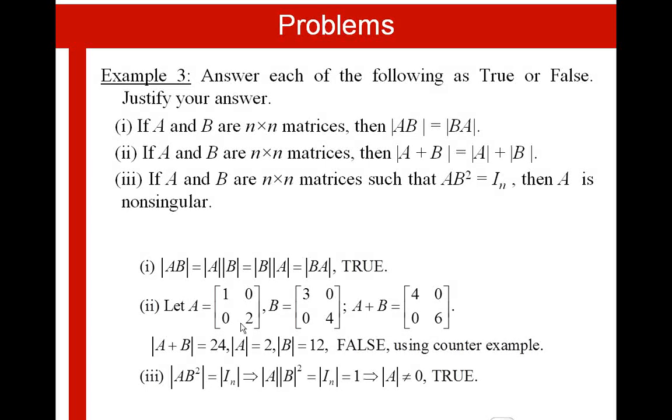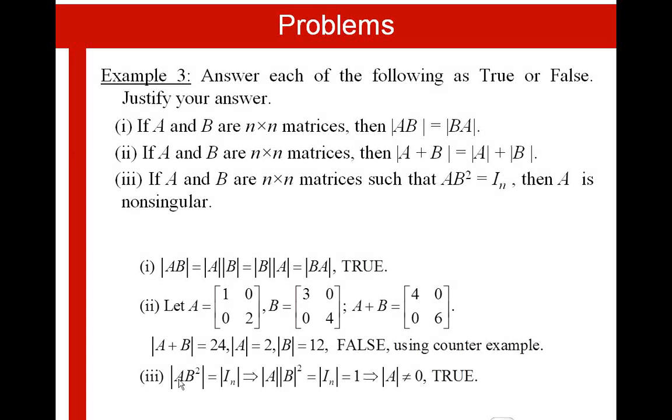Part 2. Let's address this problem by taking a particular example. Let A equal [1, 0; 0, 2] and B equal [3, 0; 0, 4]. A plus B is equal to [4, 0; 0, 6]. The determinant of A plus B is equal to 24. The determinant of A is equal to 2. The determinant of B is equal to 12. Therefore, the determinant of A plus B is different than the determinant of A plus the determinant of B.